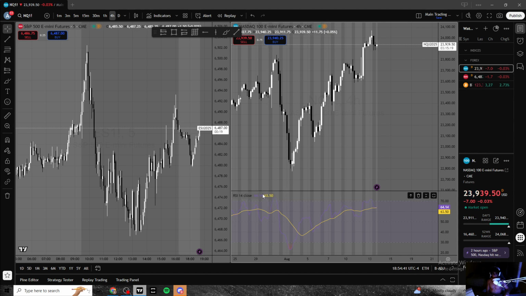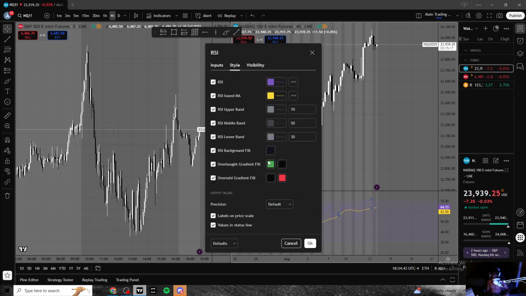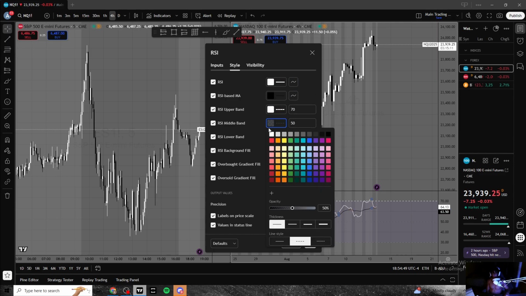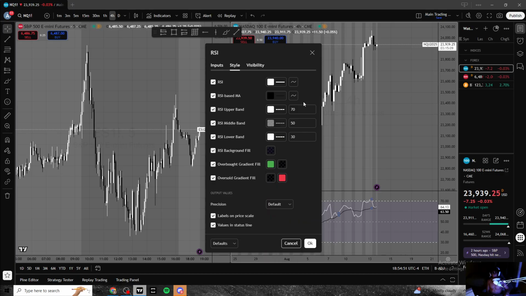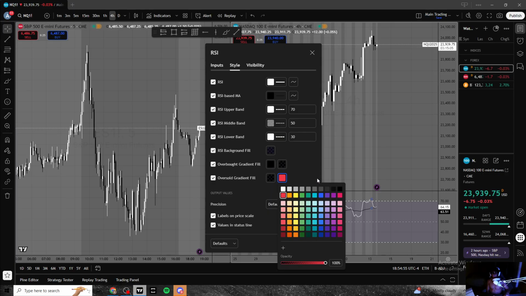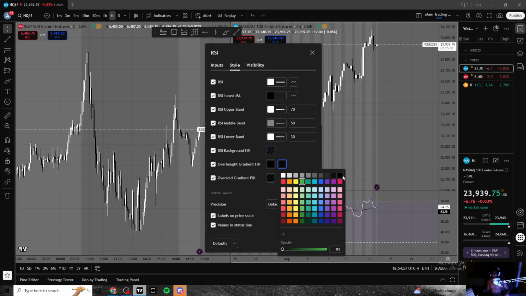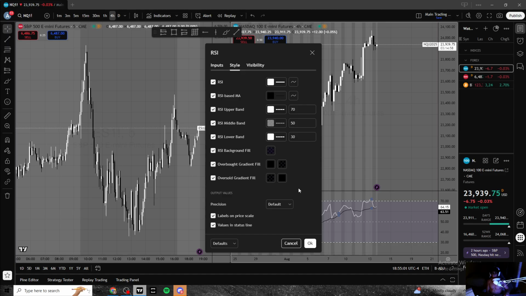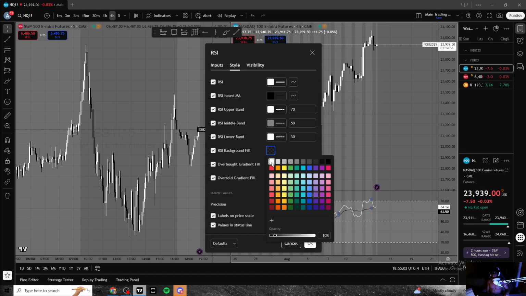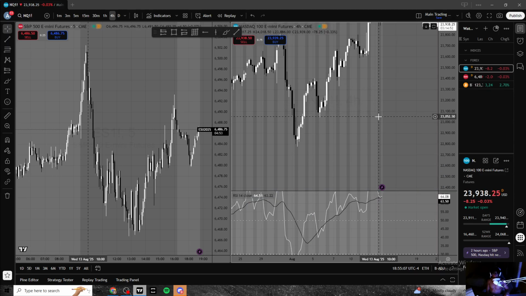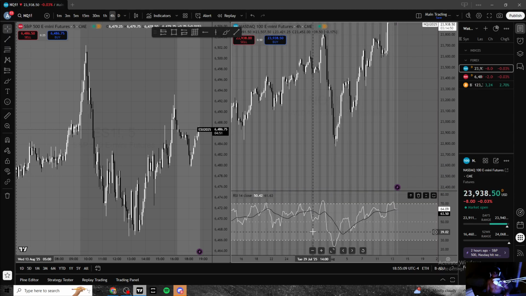So these chart colors are booty, so I'm going to fix that real quick and then help y'all understand how to read it. Yeah, let's get into it. All right, so this is the RSI, right?